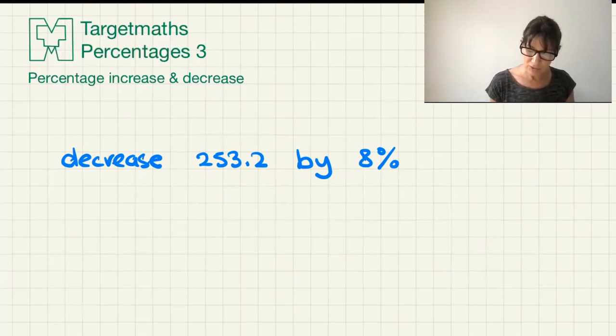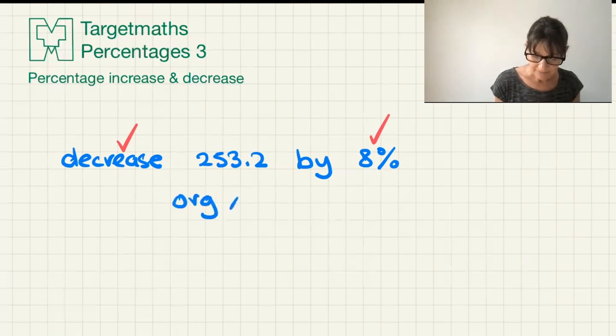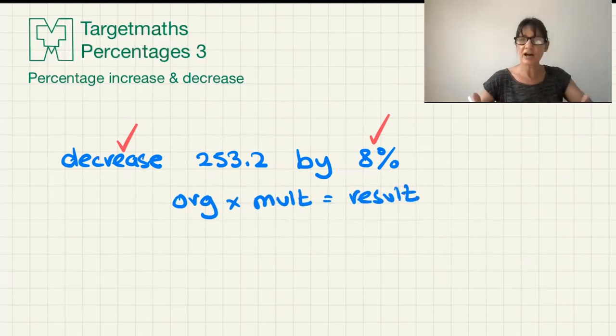So let's do the 2-tick test. You do this for any percent question. If you get your 2 ticks, your original times multiplier equals result. So there's my 8%, there's the decrease, perfect. So I'm going to write down my formula. Again, we always want to take shortcuts, but don't. If you've written that down, then your eyes continue to let your brain know what it's doing. Really, really important, because the brain can get confused so easily.